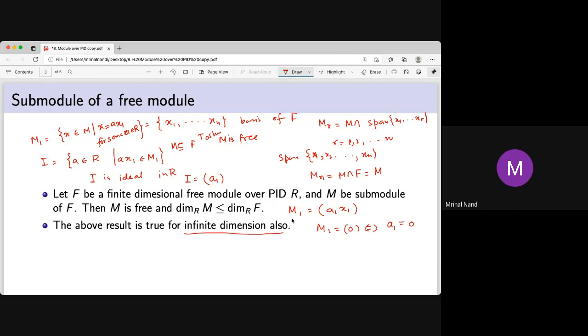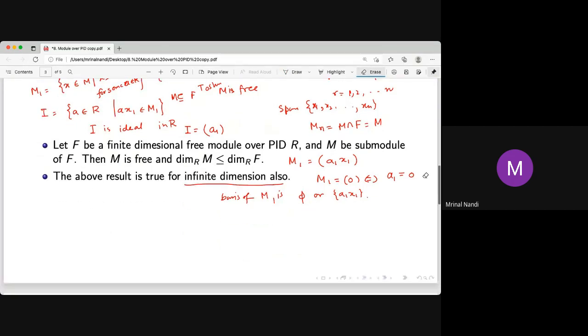So M1 is free because it is generated by a single element or is 0. What is the basis? If a1 is 0, then the basis is empty, phi, because it is the zero module, and the null module has no basis. If it is not zero, then M1 has a basis consisting of the single element a1 x1. So the submodule of a free module of finite dimension is again free, with one element or zero elements in the basis. So we have proved it for n equal to 1.